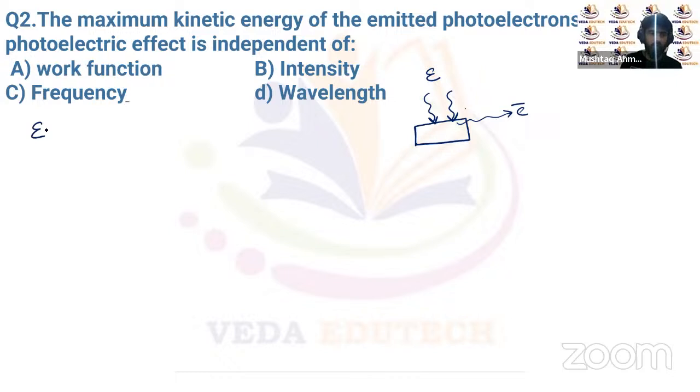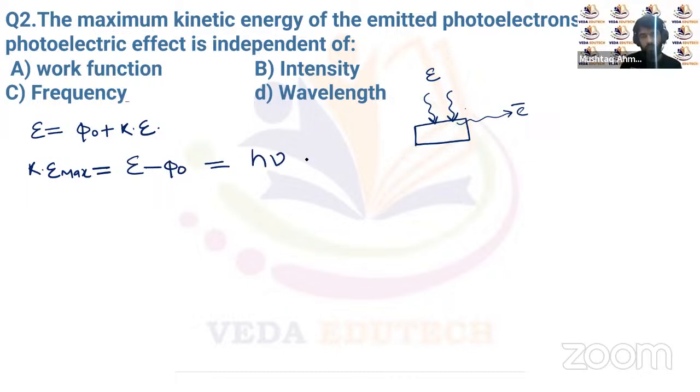We can say that the total energy E will be phi naught plus kinetic energy, right? Or the kinetic energy will be the maximum kinetic energy that the electron can have. That will be E minus phi naught, right? And E is equal to h nu, where nu is the frequency of the incident ray of light, and h nu naught is actually what we call the threshold frequency, right? Nu naught is the threshold frequency. It's the minimum frequency required to have a photoelectric effect, right? So this is what we call the threshold frequency, right?